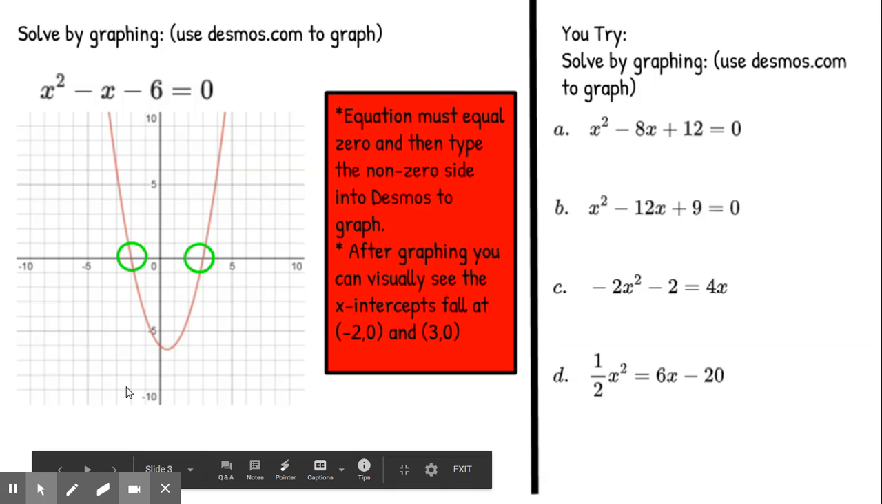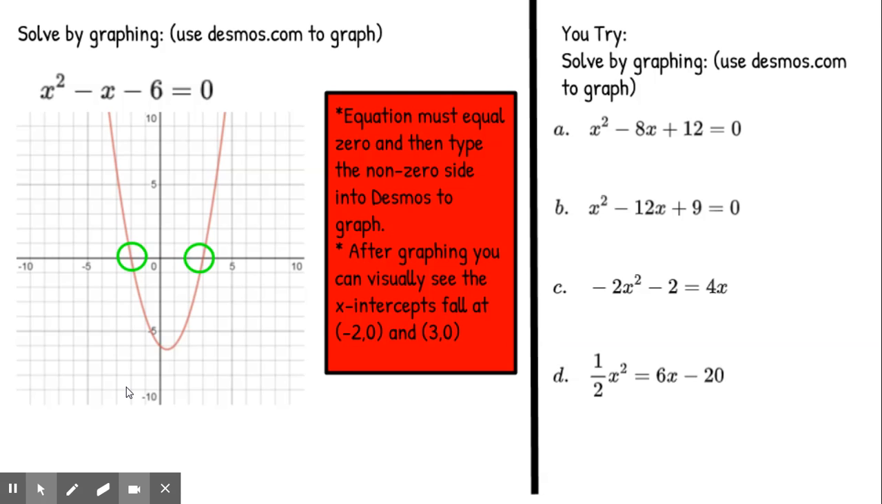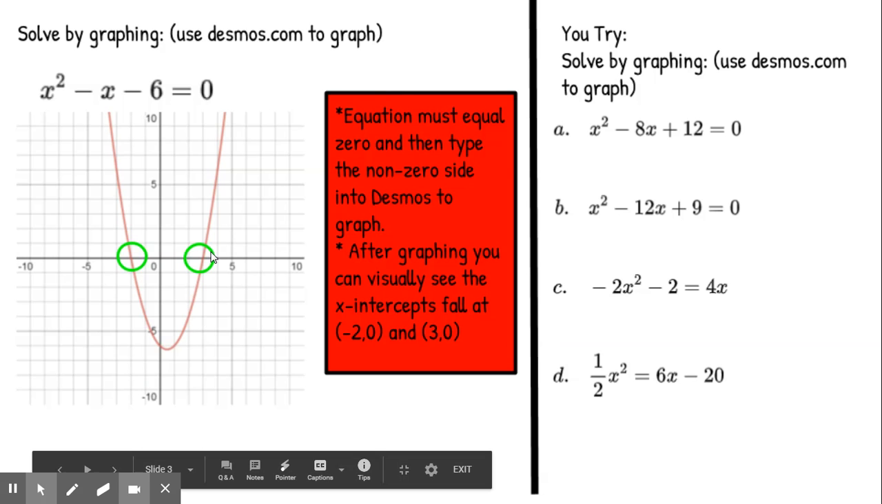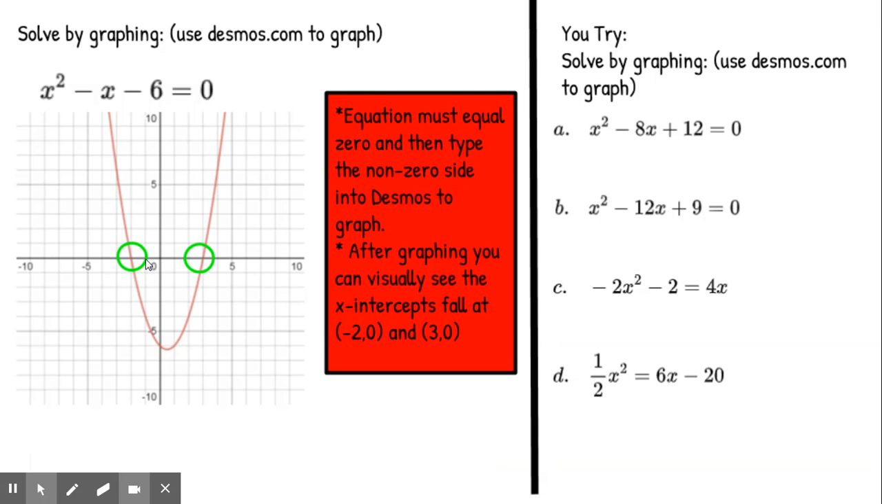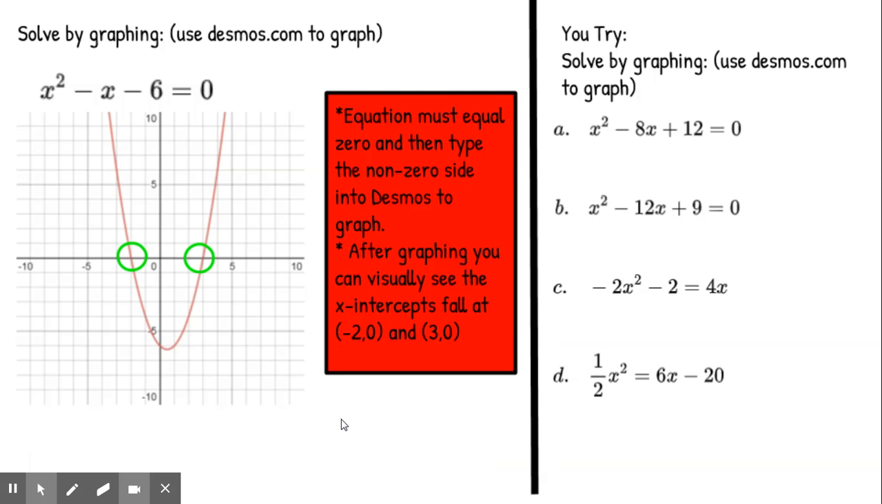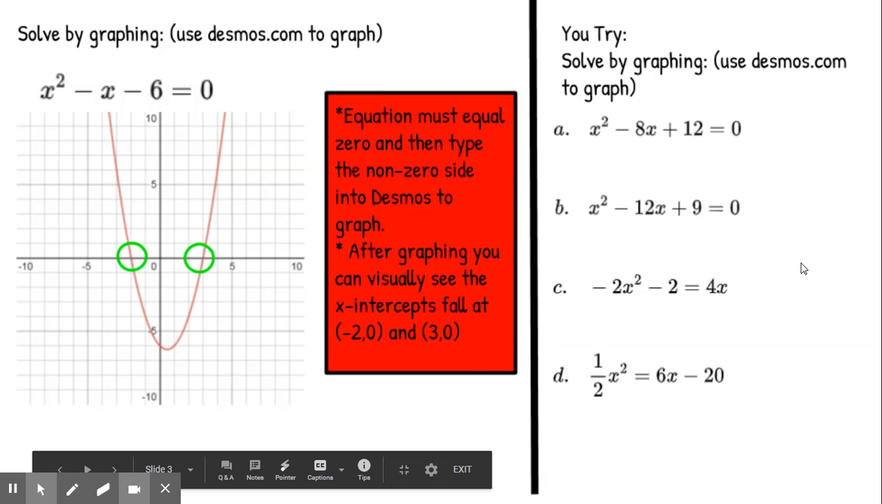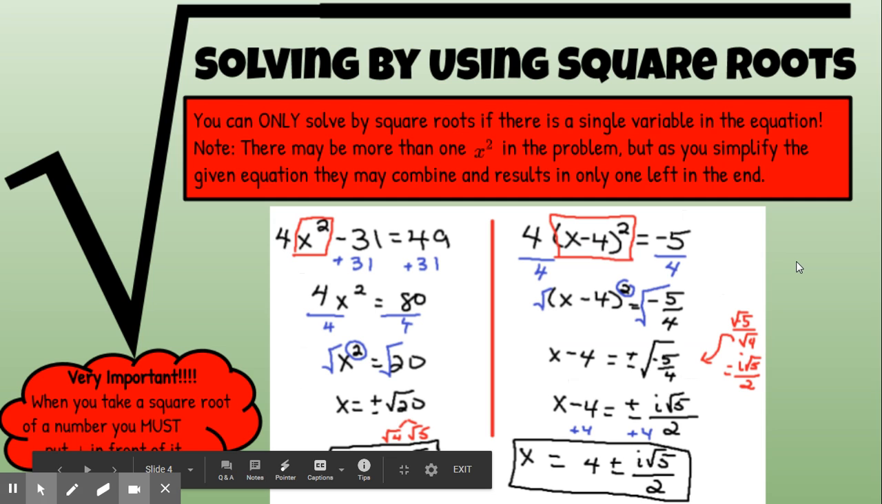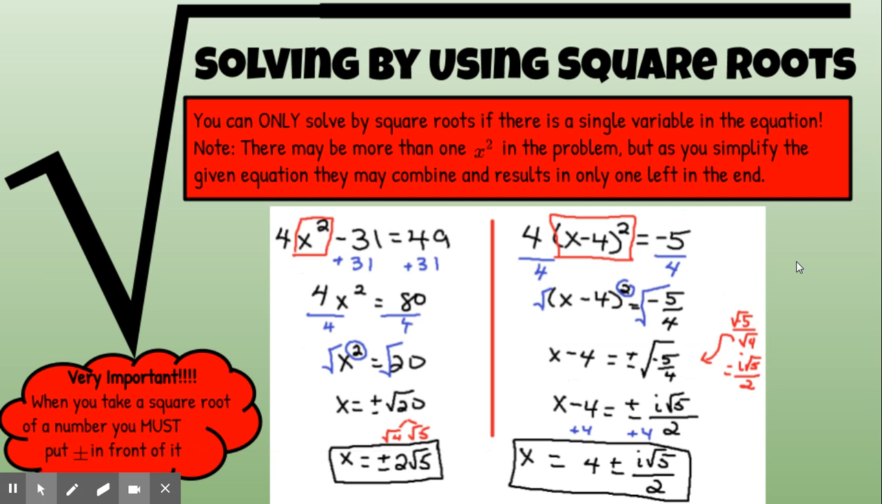So if we look at this example, I used the Desmos, I typed it in, the equation must equal 0, and then you can type it into your Desmos or your graphing calculator, the non-zero side, and then you'll look visually, well, where does it fall? In this case, it crosses over here at -2, so (-2, 0), and in this case, (3, 0). And again, we'll go through those extra practice problems and we'll really look at, well, how do we use Desmos for graphing?